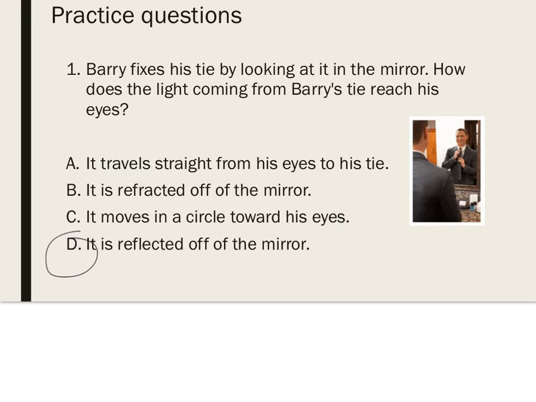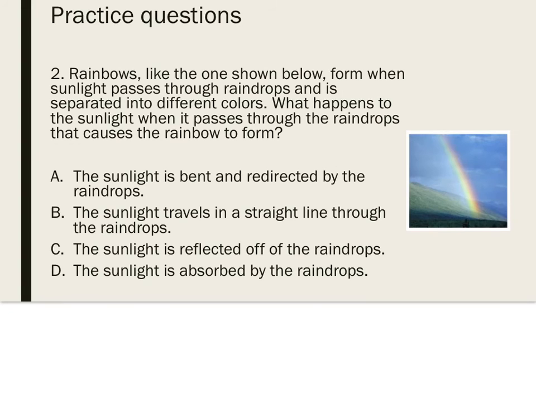Light tends to travel in straight lines until it strikes an object or travels from one medium to another. So in this case, the light from Barry's tie travels in a straight line until it strikes the mirror. The mirror reflects this light, and this allows Barry to see it in the mirror. So D.